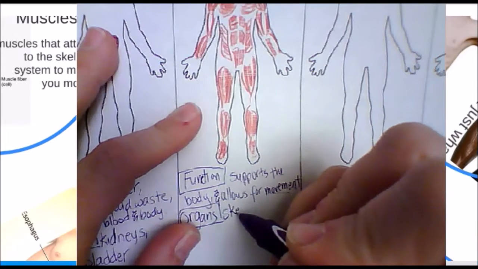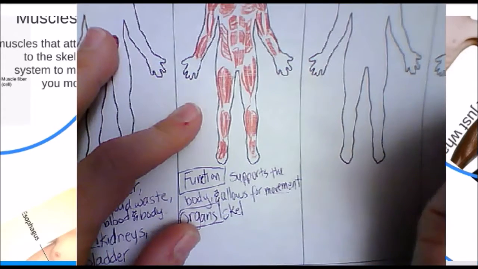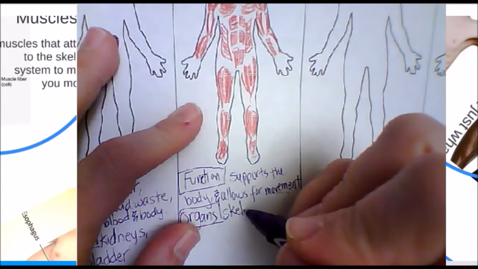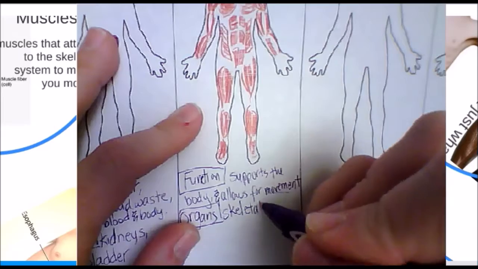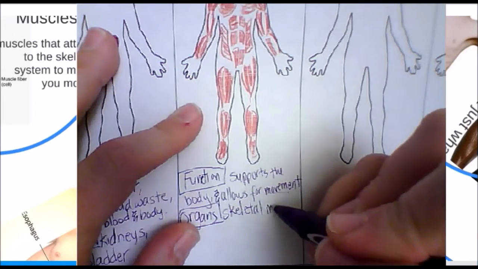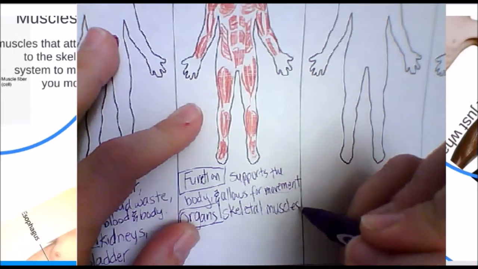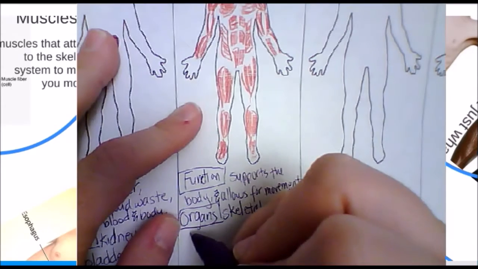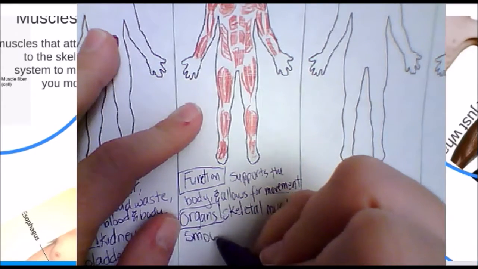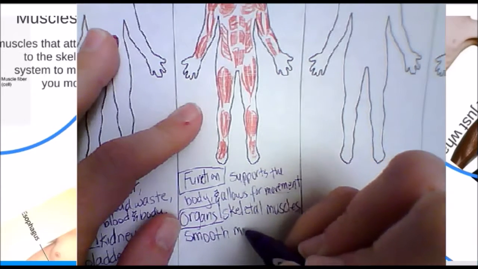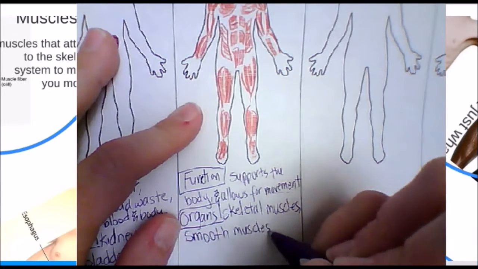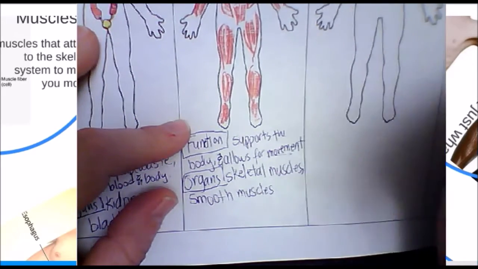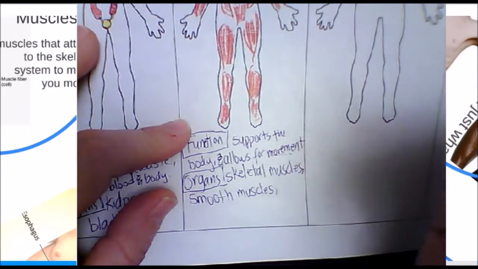Then there are smooth muscles, like those in our esophagus or intestines. And then lastly, the one that makes our heart go boom, boom, boom, the cardiac. Cardiac. Not like Cardi B, but cardiac muscles.